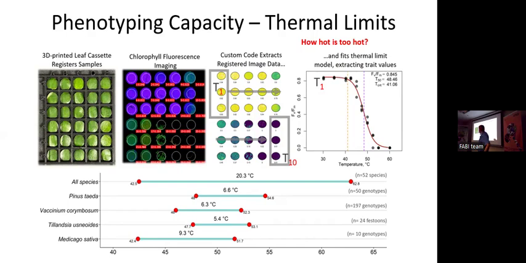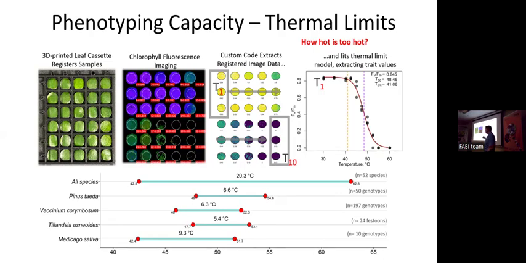And then we take a chlorophyll fluorescence image. You could also use just a regular point source fluorometer for this measurement. It would just take 30 times as long. So the high throughput part here is just by turning this into an imaging platform, we can use custom written R code to extract all the values, fit a model, and extract the traits of what is the critical temperature, or the T50, the temperature beyond which 50% of that vital signal is lost.